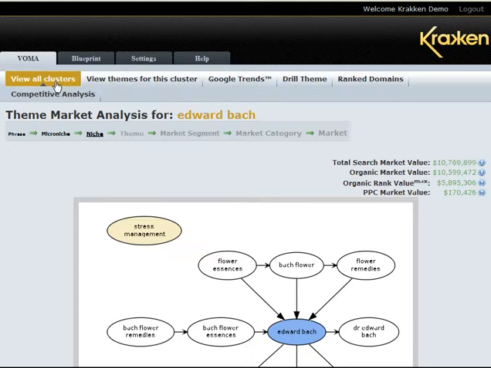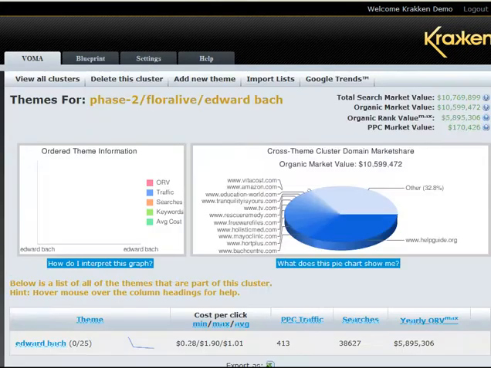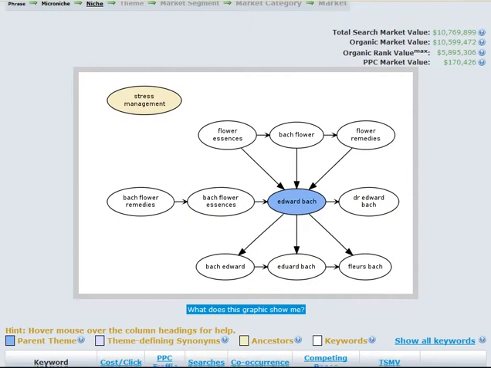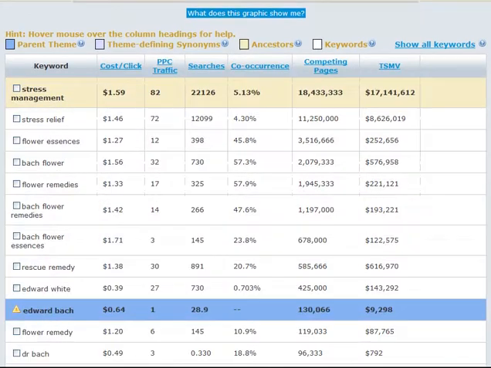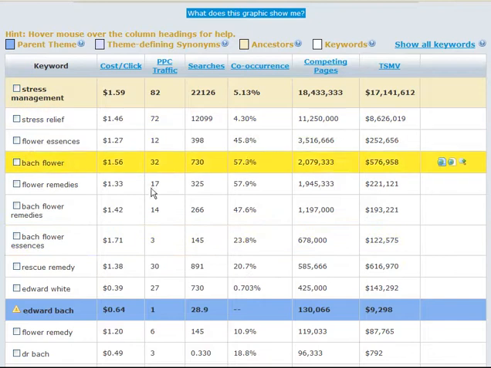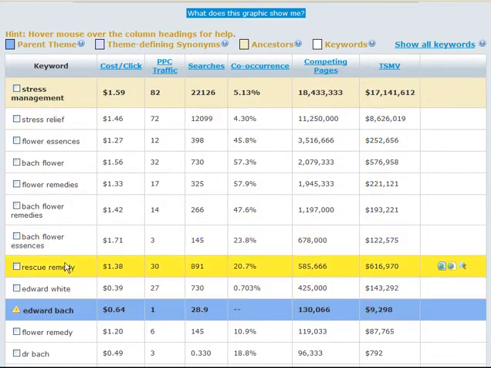Okay, view all clusters. Let me remind you where we are. We're in phase 2, Floralife, Edward Bach. I don't want to slide over this point. You have all the new competing websites for this. It's a whole other topic. But I don't want to slide over. The reason you do phase 2, look at this. Stress management is a vertical related to this, which makes sense. Bach flower remedies, right? You're stressed out, take flower remedies. Bach flower essences. This is the reason you do a phase 2 and separate everything out. You can see there's a relationship to things that you maybe didn't think about before.